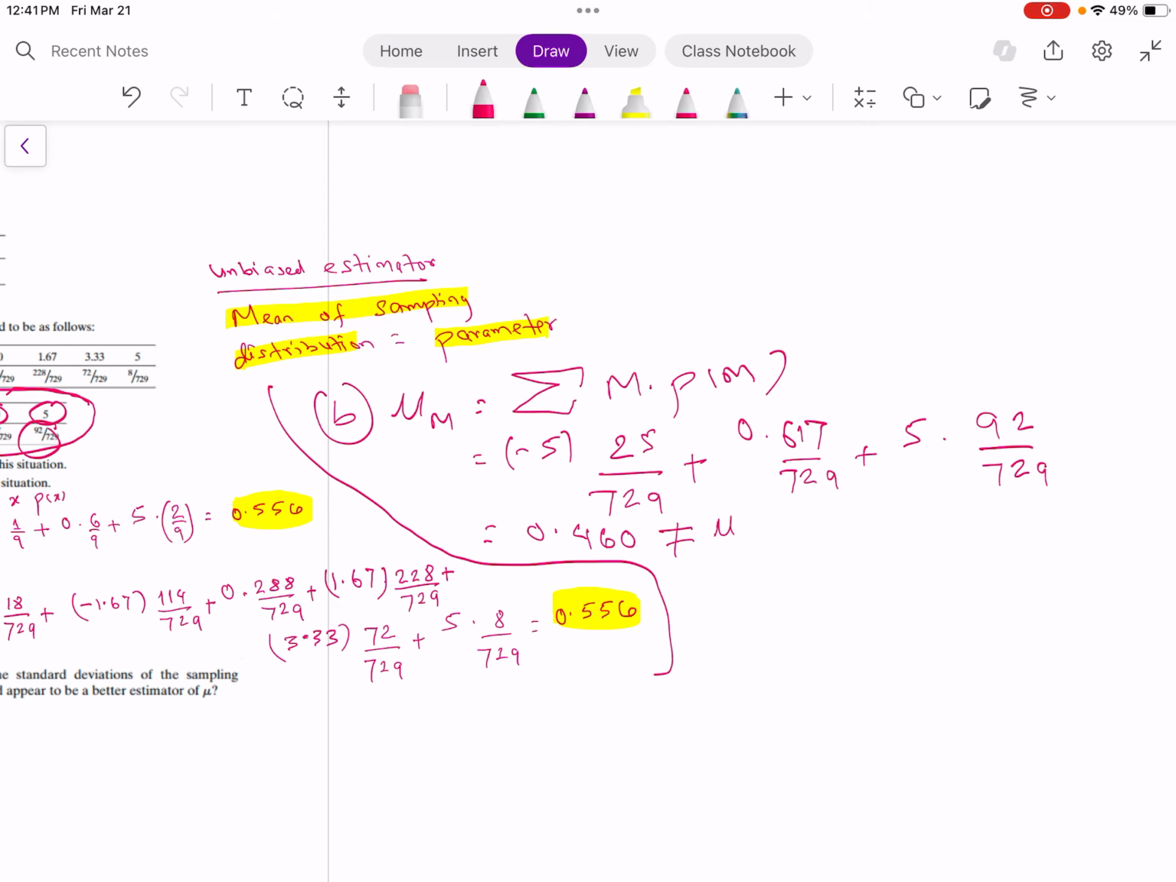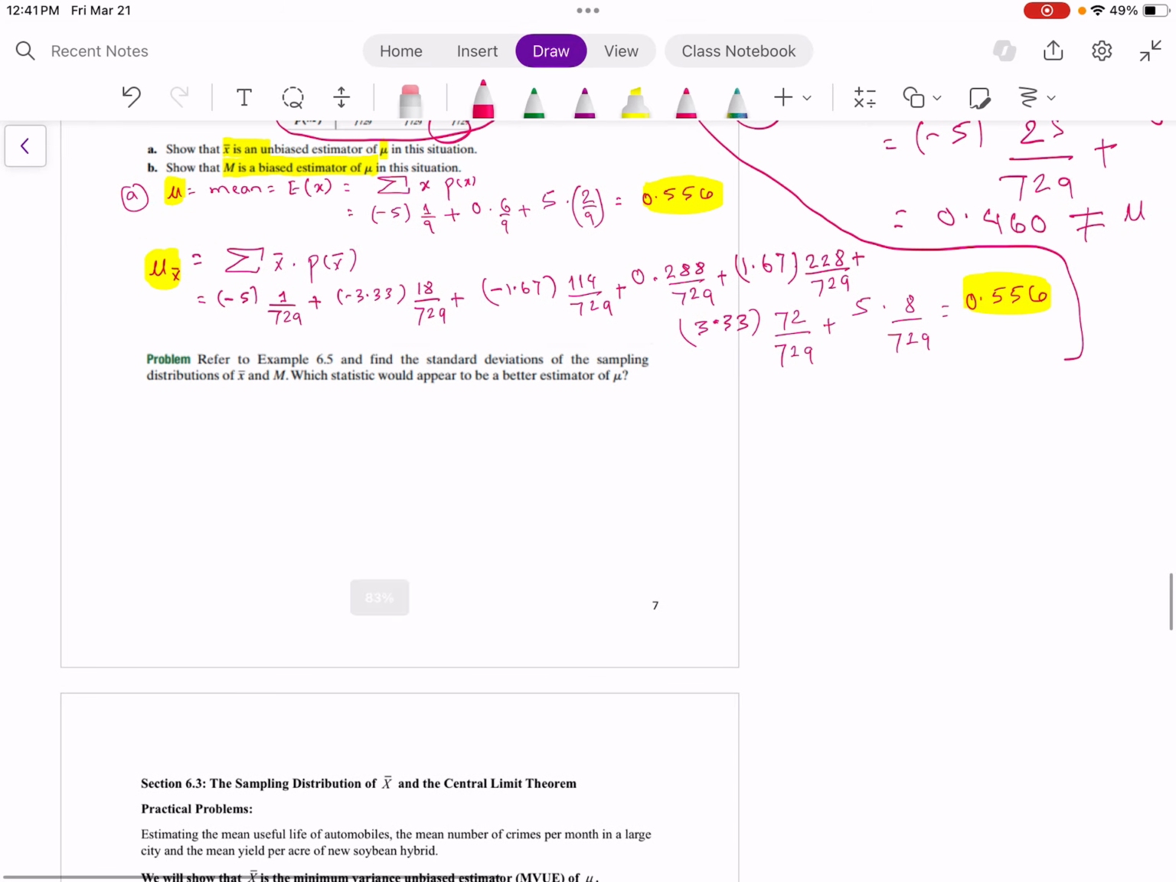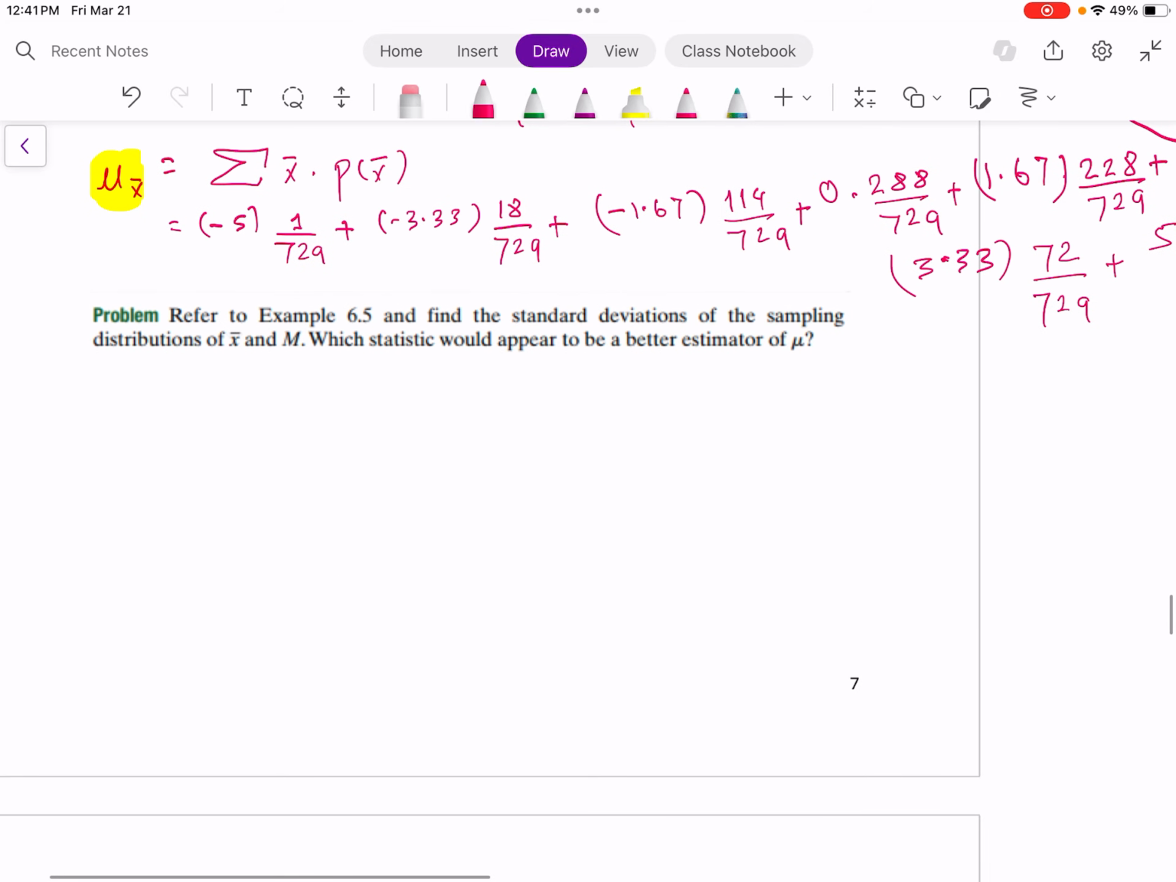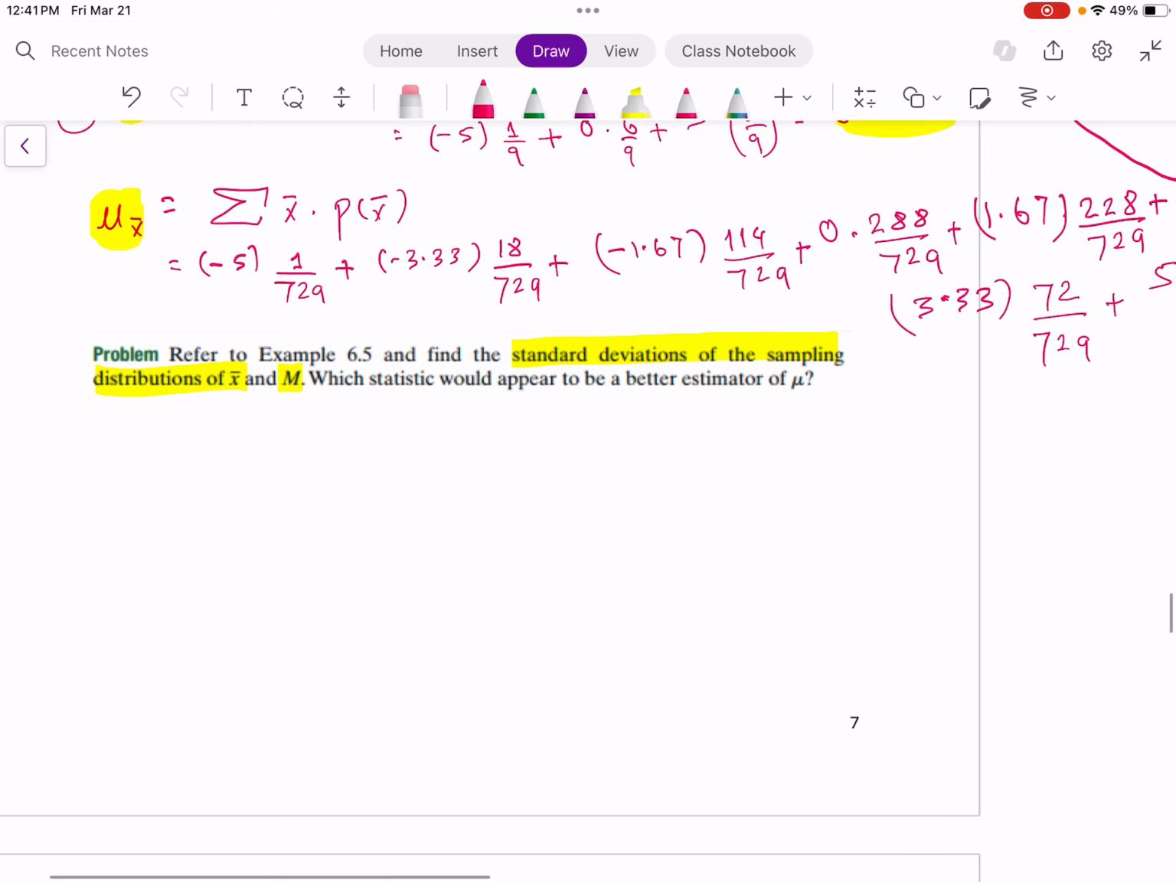Okay, now let's go to the next example. We have the same example, the same table here, and we are asked to find the standard deviation of the sampling distribution of X bar, and of the median M, and find which statistic would appear to be the better estimator of mu. Here, let me give you a hint. I want you to complete it, and if you need help, we will do that in our next class.